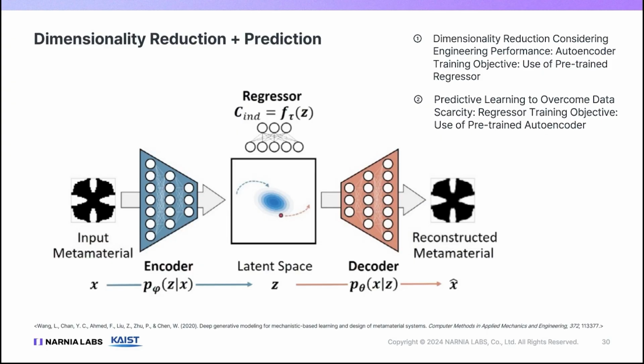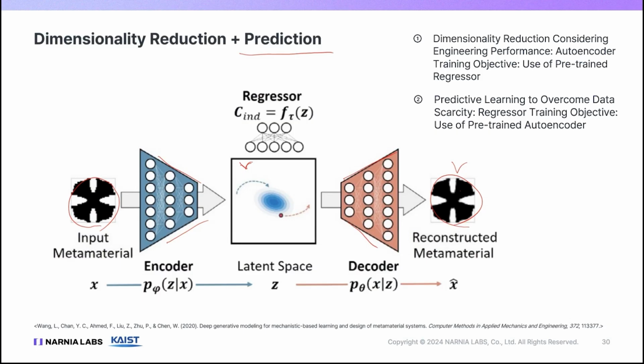You can combine dimensionality reduction and prediction as follows. For example, let's say you have a material. If you perform dimensionality reduction on the image of the material like this, and then restore it, the image will be reconstructed. In this case, the reduced space extracts the important features that can best reconstruct the image. However, the problem in engineering design is that these features shouldn't just be for simply reconstructing the image, but rather they need to be features that can effectively capture the engineering performance.